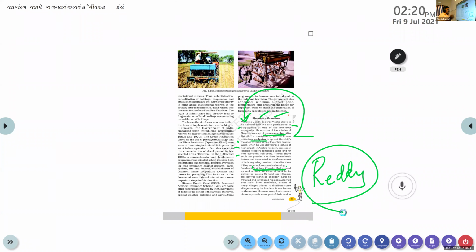Sri Ramachandra Reddy stood up and offered 80 acres of land. I was told that the third name incorporated with this Boodan movement is Sri Ramachandra Reddy. He stood and offered 80 acres of land. For whom? For these poor landless villagers. He distributed the land among 80 landless villagers, 1 acre each. This act was known as Boodan. Underline. This act was termed as what? Boodan. Later, a number of landlords donated their land, not the entire land.